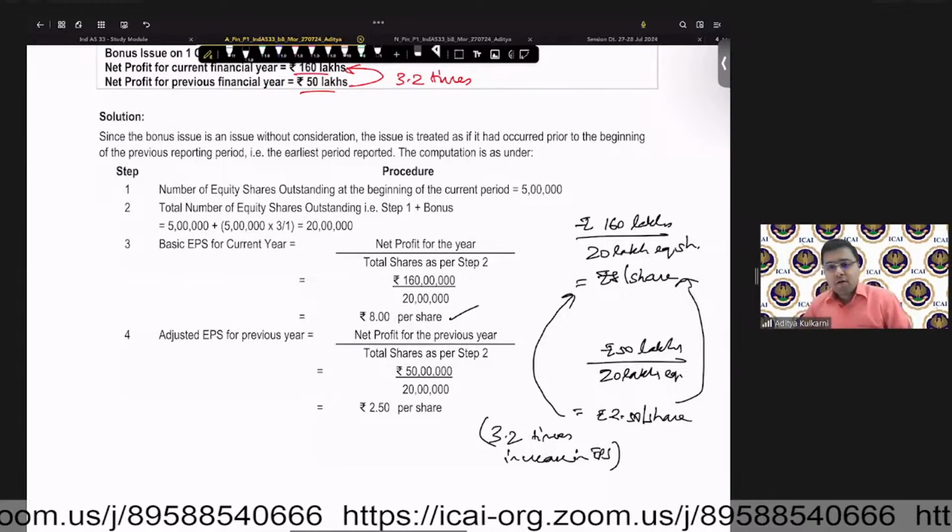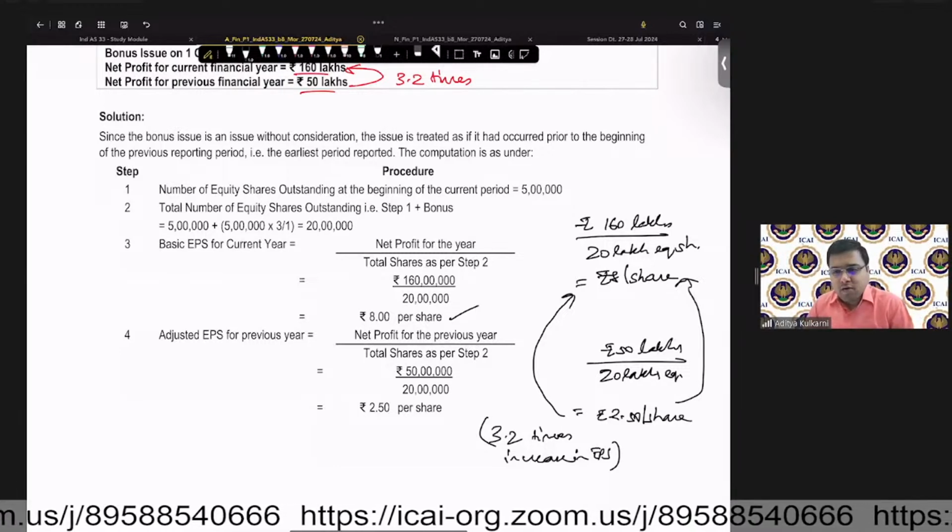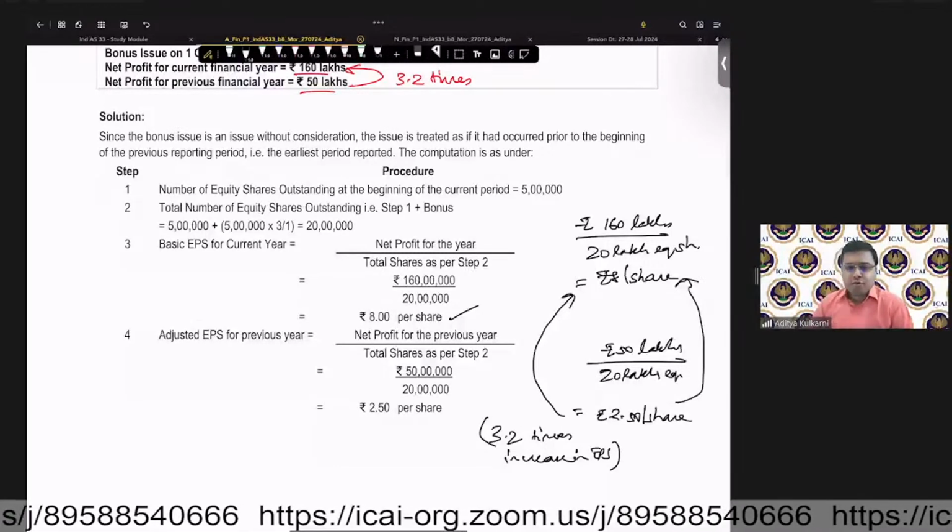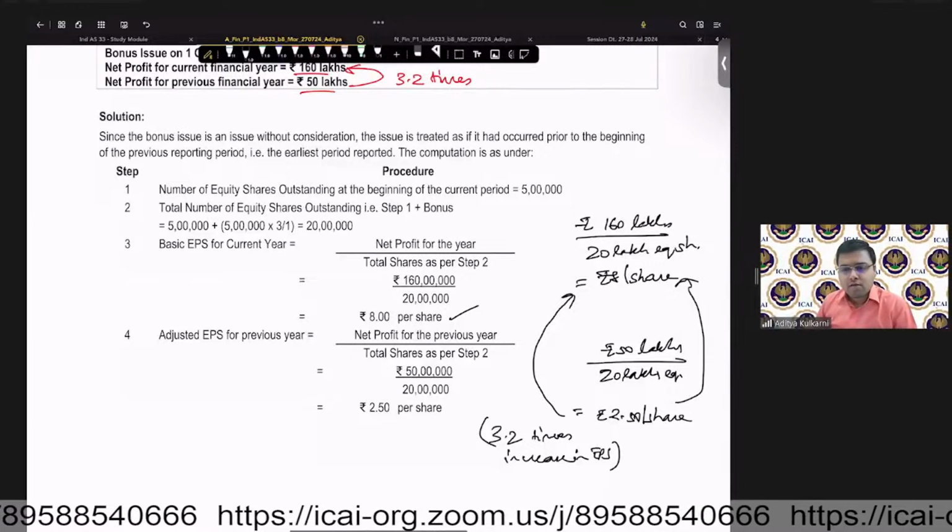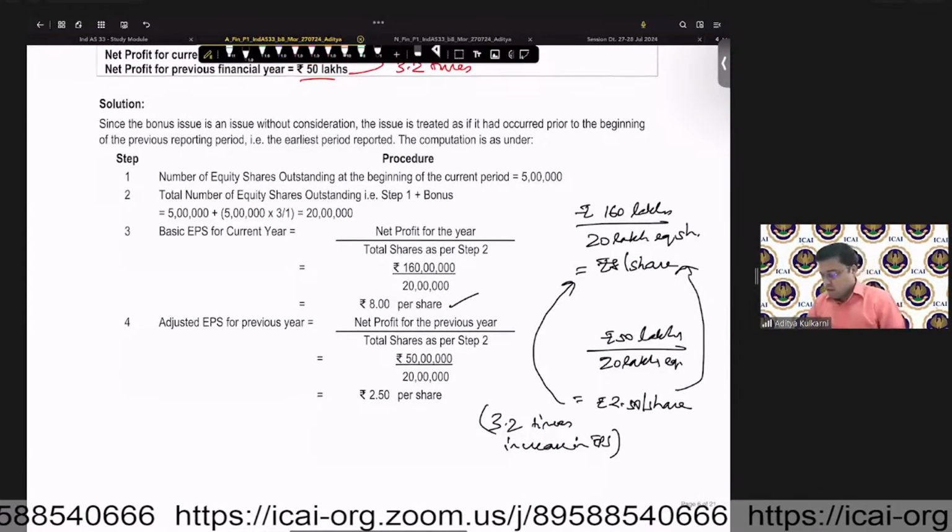Okay, fine. What about Manish? Any doubts? No doubts on the portal? No doubts. Okay.